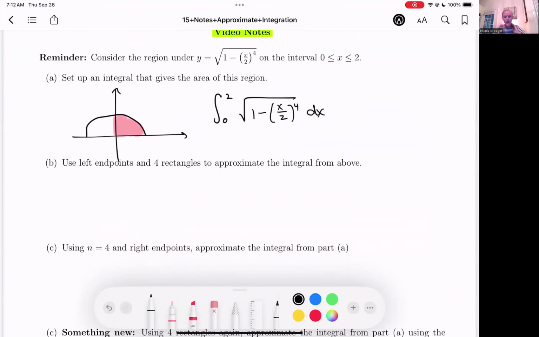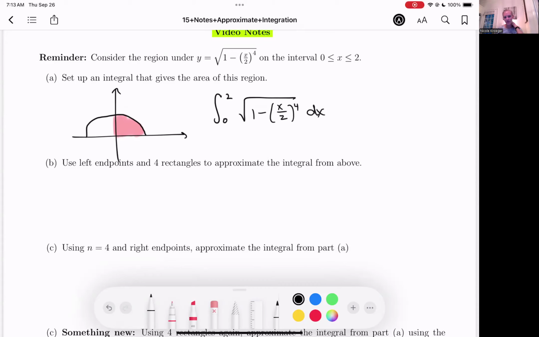Okay, so it turns out that this is an integral that we cannot actually compute by hand, and not just me and y'all, all mathematicians. So you could try u substitution. This one, maybe you could try a trig substitution, except for the fact that this x over 2 is raised to the 4th power. It's not squared. So you could try some of the techniques that we've used already, and they're not going to work. So we're going to need to be able to approximate this integral.